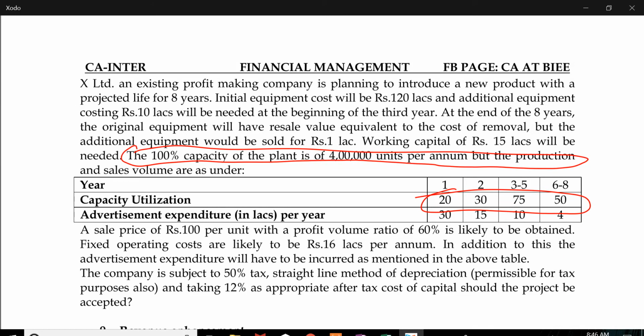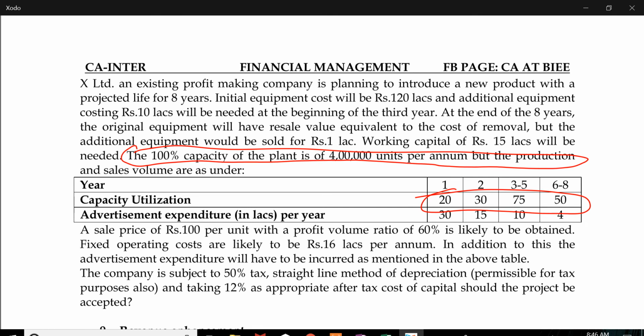So basically I can get to know what is the unit sold. For example, in the first year the unit sold is 4 into 20%, 0.8 lakh. I am calling it in lakhs. So in the first year you will sell 0.8 lakh units. Second year how many units you will sell? 1.2 lakh units. Any doubts in this? First year 0.8, second year 1.2, third year, fourth year, fifth year.